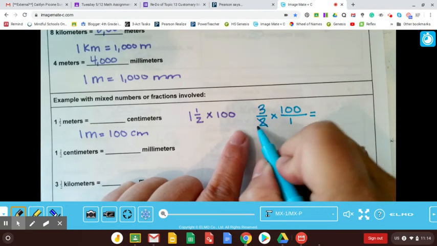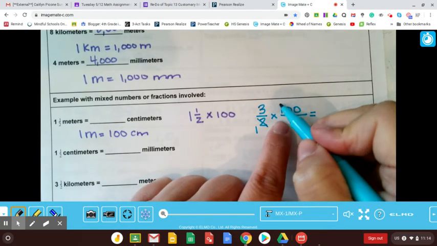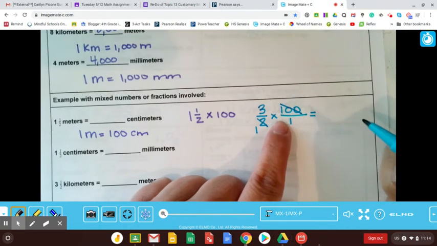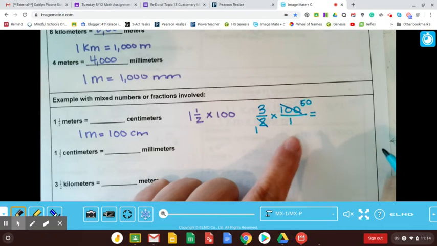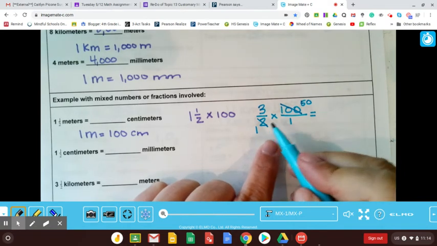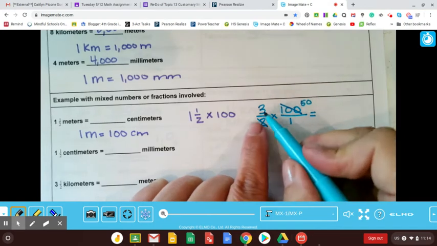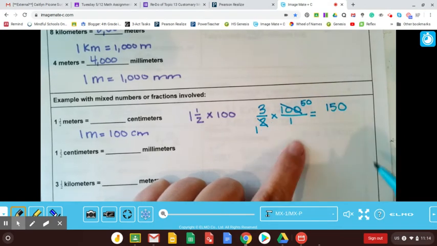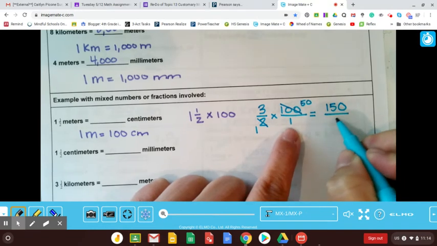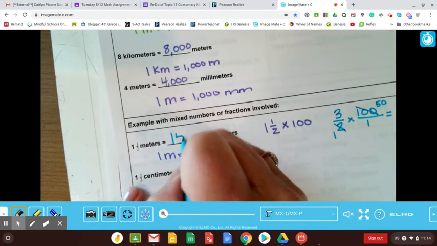I could divide 2 by itself. So 2 divided by 2 would be 1. And I could divide 100 by 2. 100 divided by 2 would be 50. And now I can multiply top times top over bottom times bottom. 3 times 50. Well, 3 times 5 is 15. And then I'm going to add on that 0. And 1 over 1, 1 times 1 is 1, which gives me 150 centimeters.